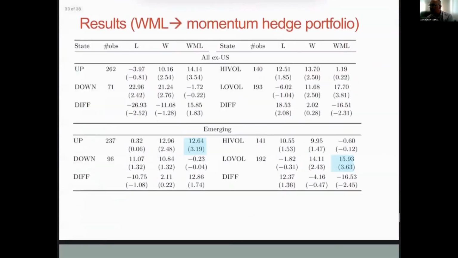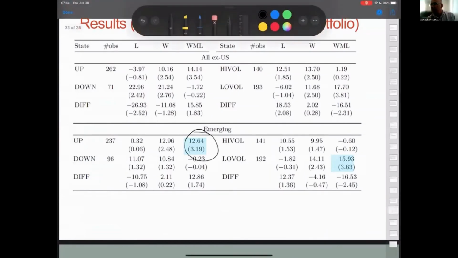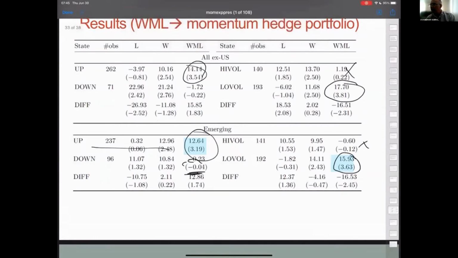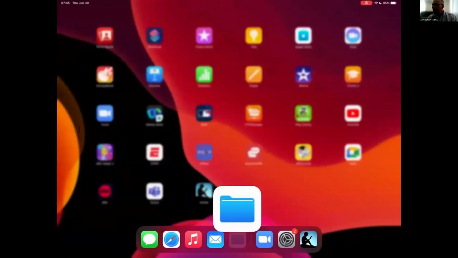And so what we find is a confirming result that the momentum return is more significant in up markets, so we confirm that. You can see that. And in down markets, the momentum return is insignificant. We also confirm that momentum returns are more significant in low volatility markets and not in high volatility markets. You can see that. And that holds for all markets excluding the US. It also holds for emerging markets. So those two results are robust, and we confirm them.